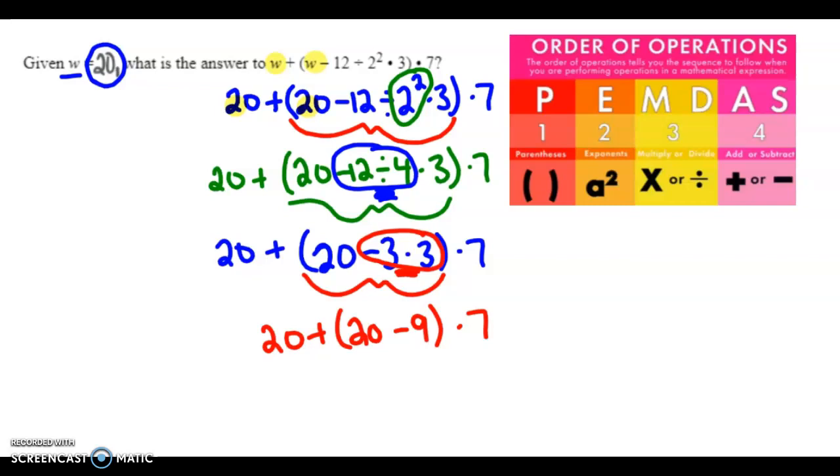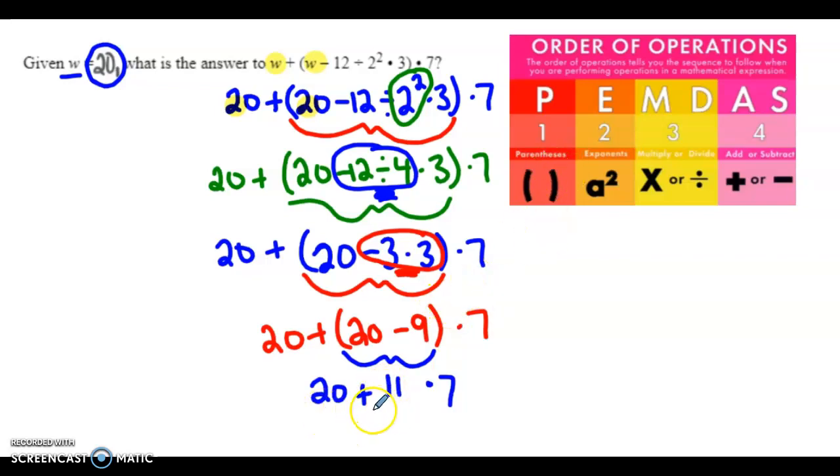All right, my parentheses still aren't done, so let me go back and do my parentheses still. I've done the multiply and divide step. I'm on to add or subtract, and 20 minus 9 is 11. So when I subtract that, I get 11, and then I'm going to bring this part straight down. I finally finished my parentheses.